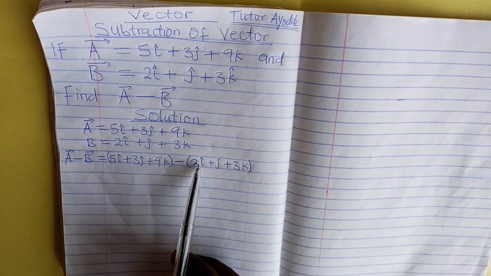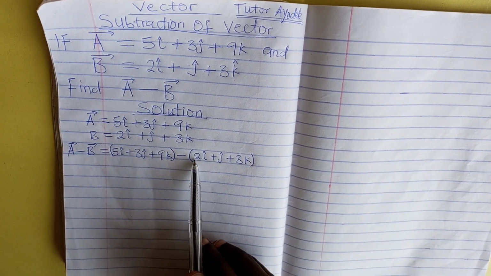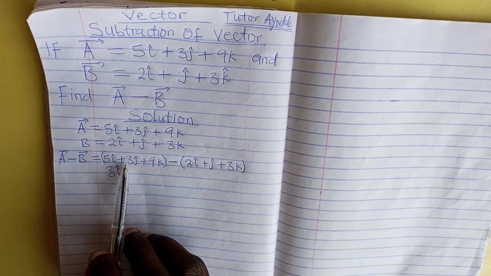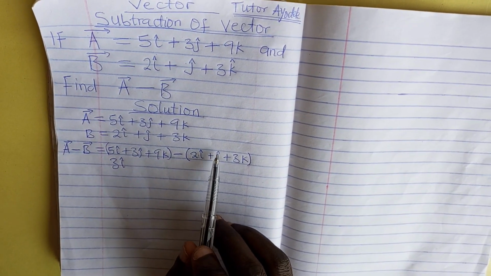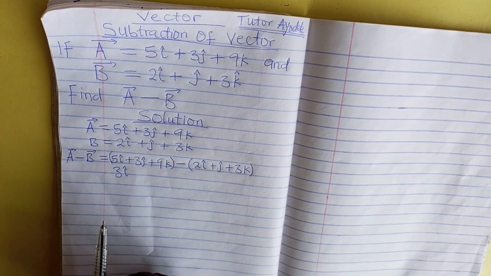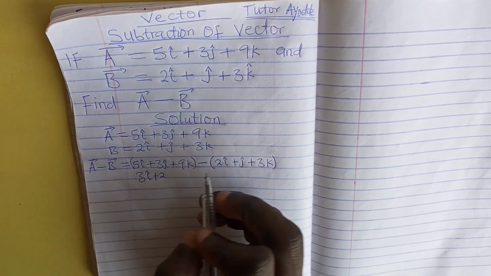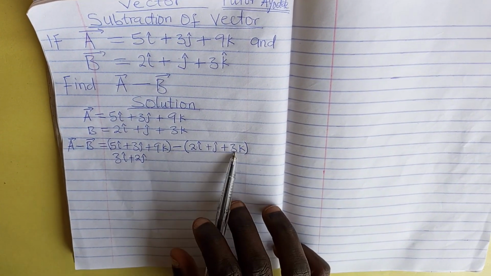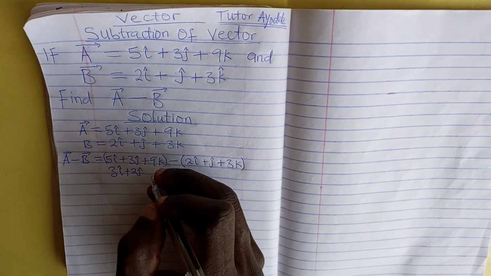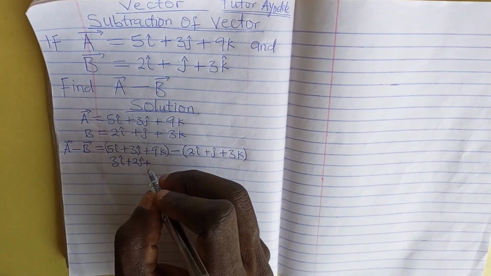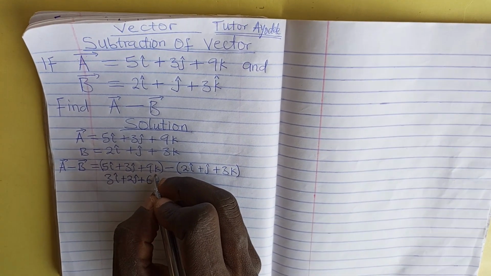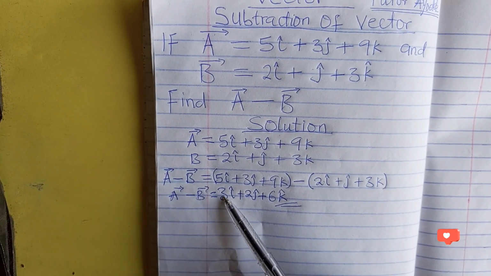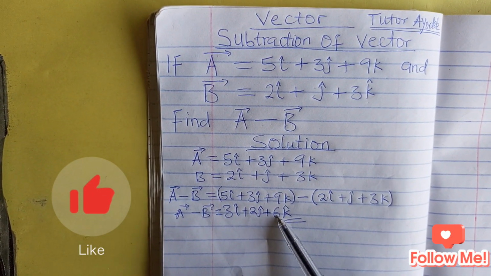Now, for i and i here, 5i minus 2i, that will give me what? 3i. Here I have 3j minus j. This j is just like 1j. So 3 minus 1 will give me what? That is plus 2j. Here I have 9k minus 3k. So 9 minus 3, that will give us what? That will give us 6k. So therefore vector A minus vector B is equal to 3i plus 2j plus 6k.